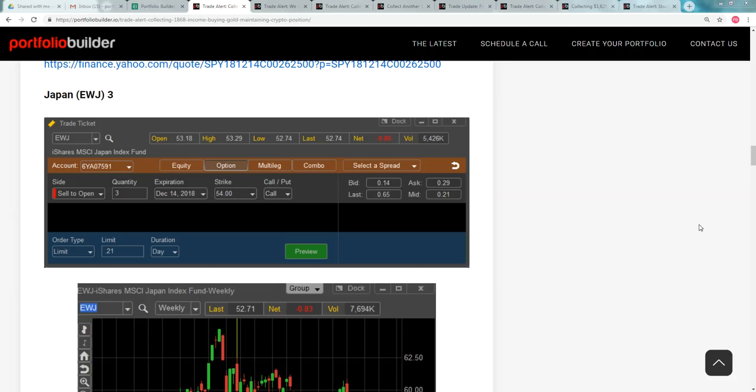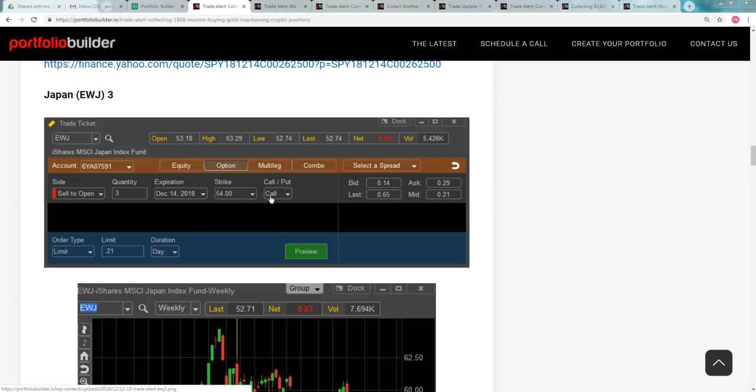Here's a trade alert on Japan. Same setup. You type in the ticker, sell to open. Your quantity is based upon how many 100 shares you own. So for every 100 shares, you can sell 1. The expiration is always going to be the shortest, which is typically a 1-week option. The strike price will be in the trade alert.